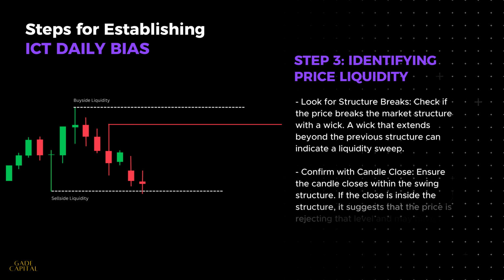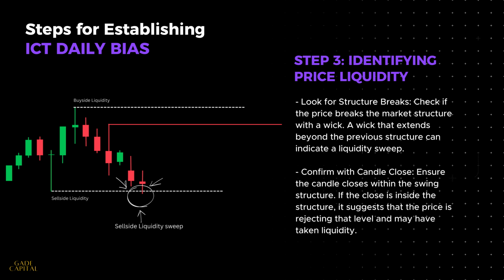So in step 3, how can we identify if price has taken liquidity or not? Most of the time, if price breaks the structure with a wick and that wick extends beyond the previous structure, it can indicate a liquidity sweep. And second, we can confirm with candle close. We need to ensure that the candle closes within the swing structure. If the candle is closed inside the structure, it suggests that the price is rejecting that level and may have taken liquidity.